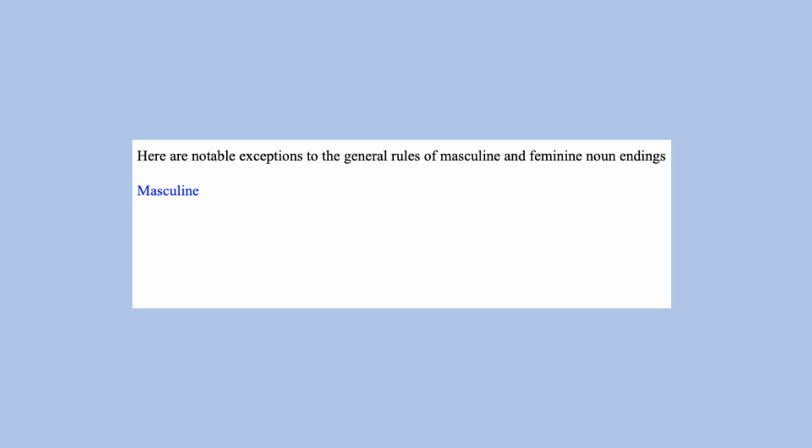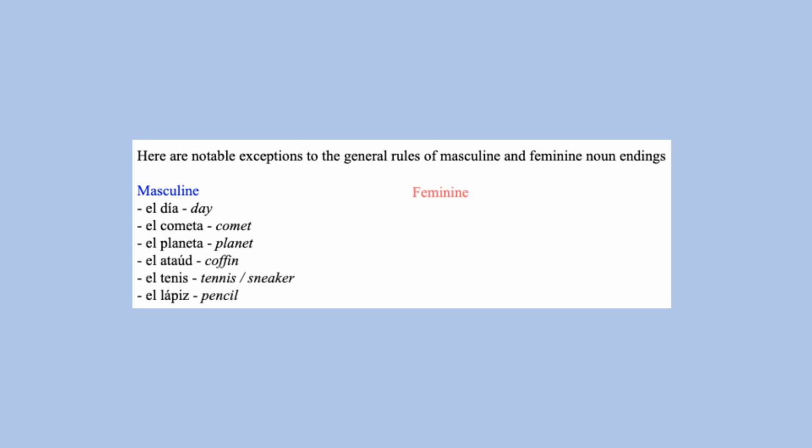Some masculine nouns which appear to take feminine endings are el día, el cometa, el planeta, el laúd, el tenis, el lápiz. And some feminine nouns which appear to take masculine endings are la mano, la leche, la piel, la cama. So cama does end in a, but some nouns such as el programa and el problema end in ma and are masculine nouns. So you could see la cama as an exception or a non-exception. And la imagen.